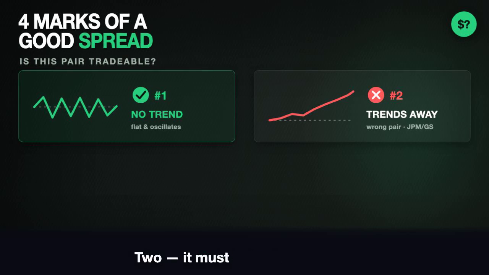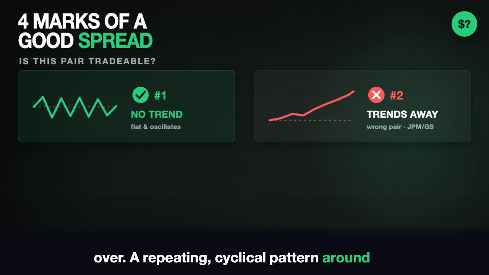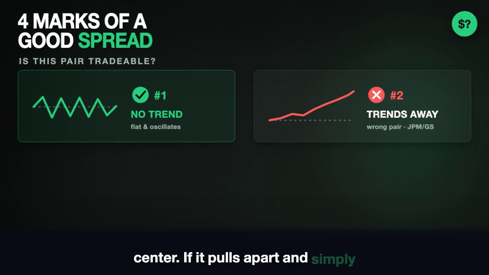2, it must stretch away from the mean and pull back over and over. A repeating cyclical pattern around the center. If it pulls apart and simply stays there again, wrong pair.